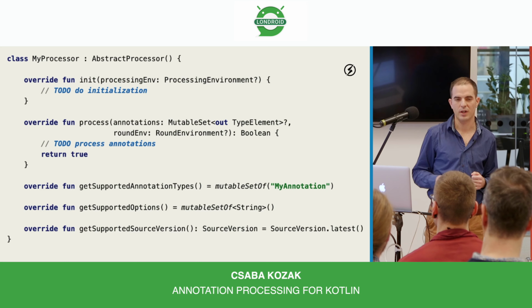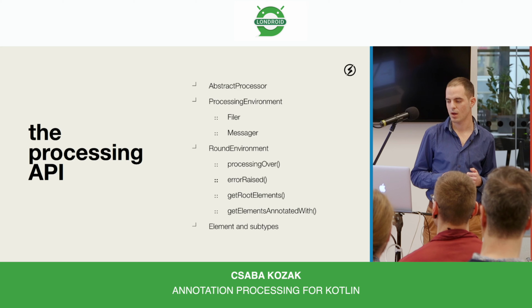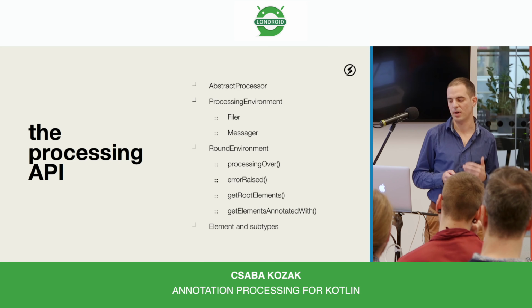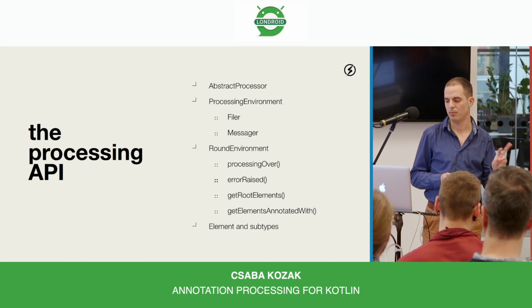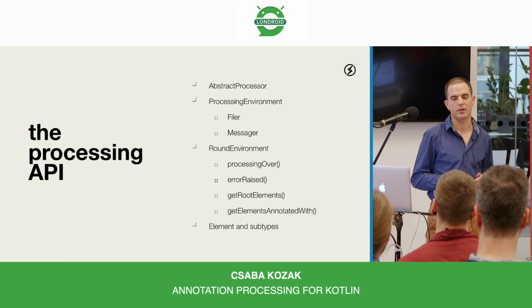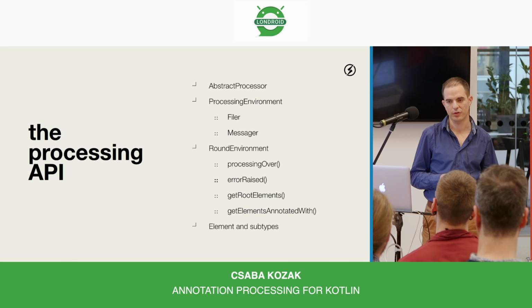So let's see what the API of annotation processing looks like. As you can see, the AbstractProcessor class has to be subclassed. And first, the processing environment object will be passed in. There are two main parts of this processing environment object. The first is the Filer. The Filer is used to write out source code or resources.